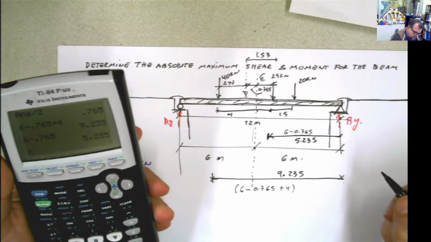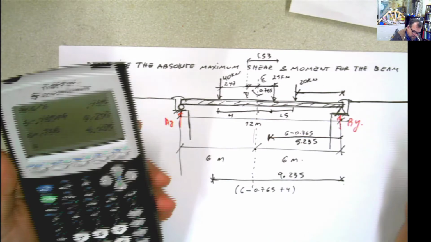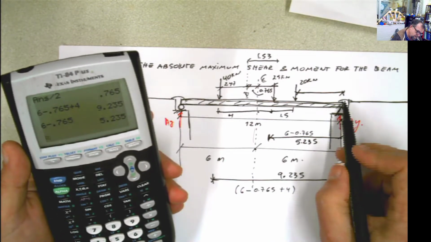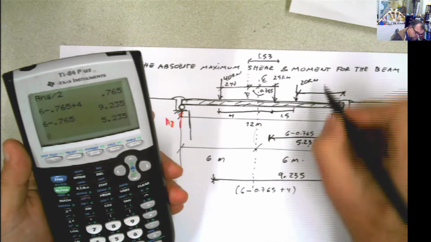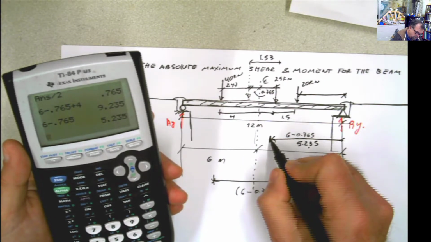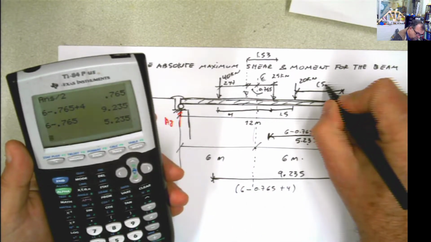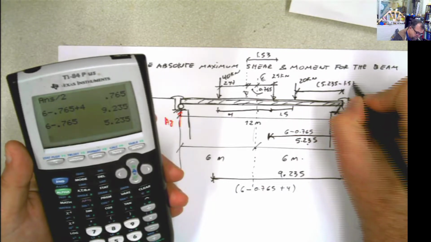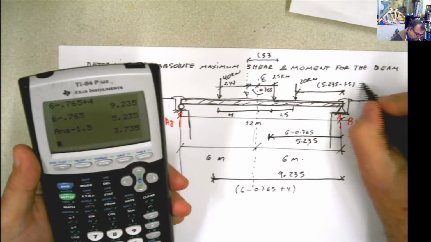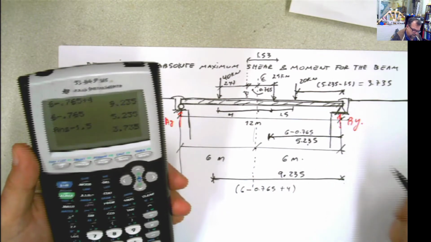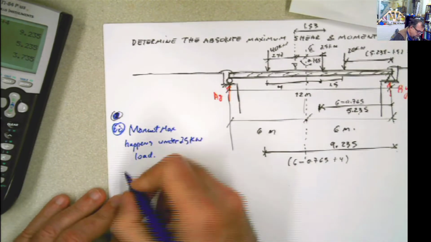And last but not least, I need this distance. That distance is this minus 1.5. So it's going to be 5.235 minus 1.5, and it's 3.735. There you go. Now we have every single distance that we need to calculate the reactions.